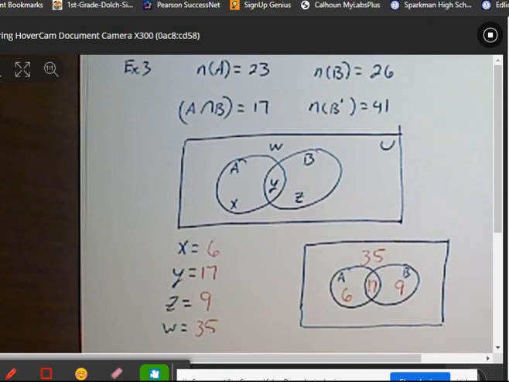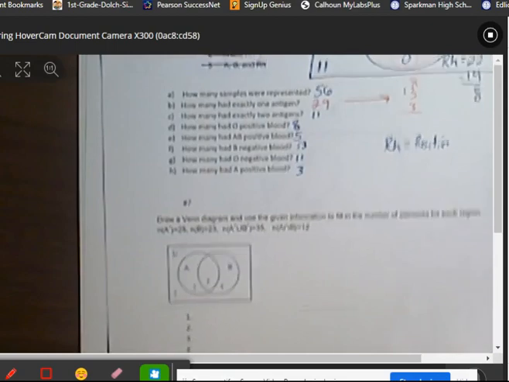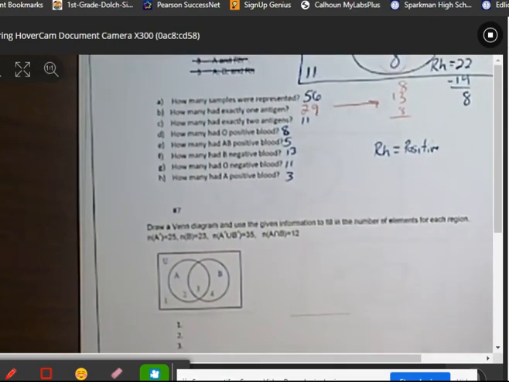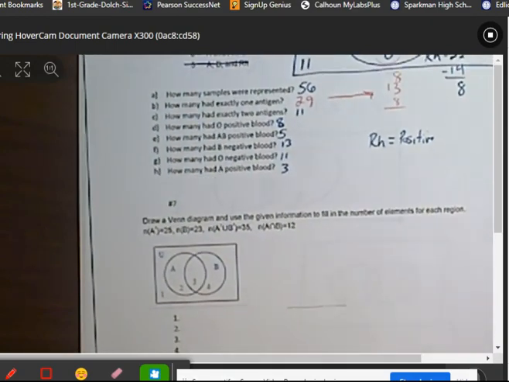Okay, and then the last problem of the day. This is where we will go back to that handout that was here with this Venn diagram. And it's basically the same thing, just they get a little bit more creative on all the information that they're giving to you here. So we've got the number of A prime is 25, the number of B is 23, A prime union B prime is 35, and then A intersection B is 12.